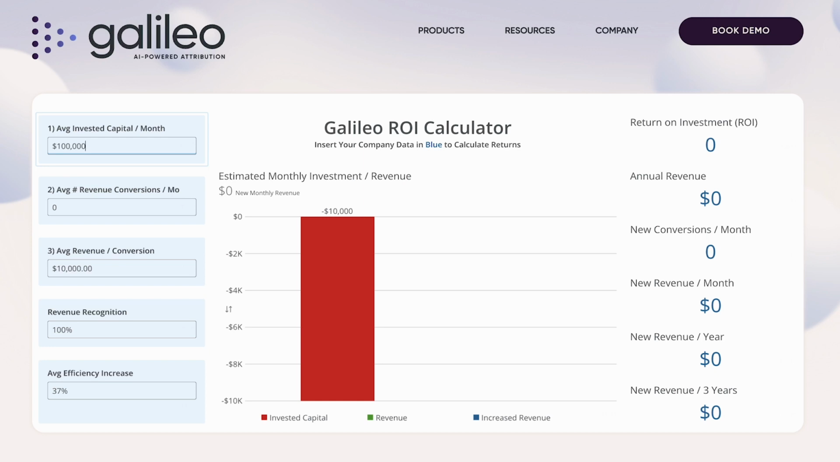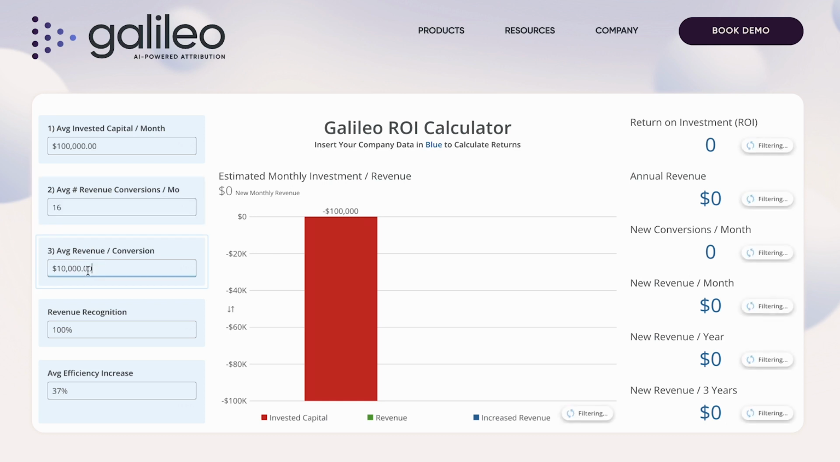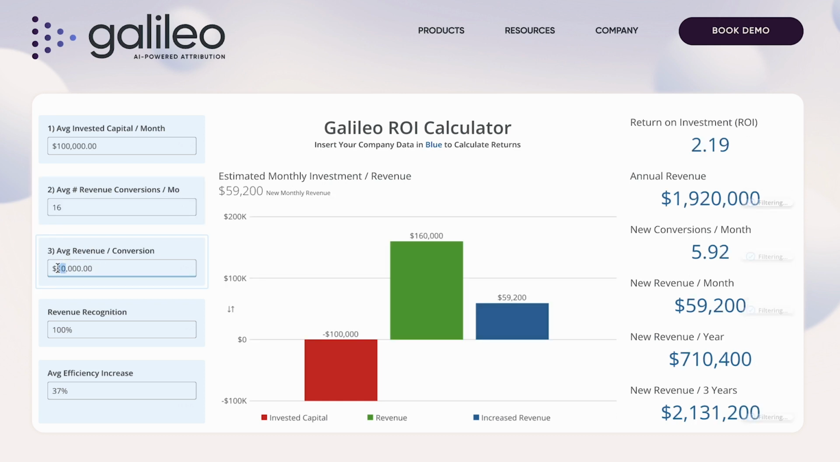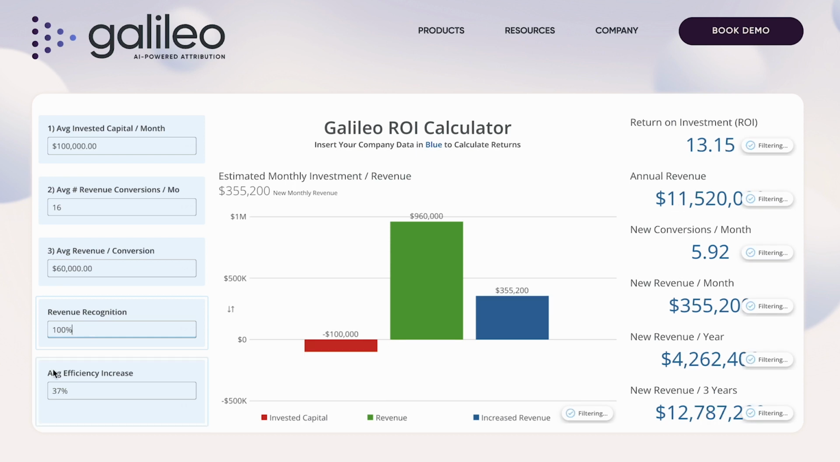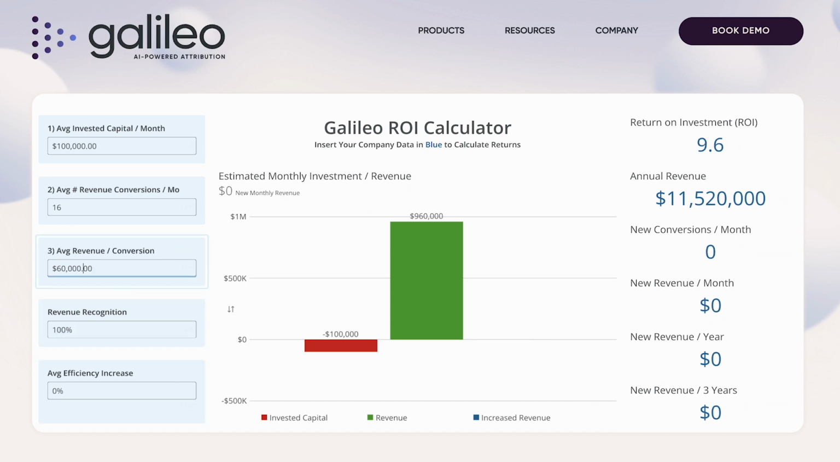A current customer invests approximately $100,000 a month, which produces an average of 16 revenue conversions per month, each averaging approximately $60,000 in lifetime value, or what we call LTV. Let's start by zeroing out the Galileo lift here so that we can examine the raw figures first. And as we can see, the current ROI is 9.6 times with annual revenues of approximately 11.2 million.